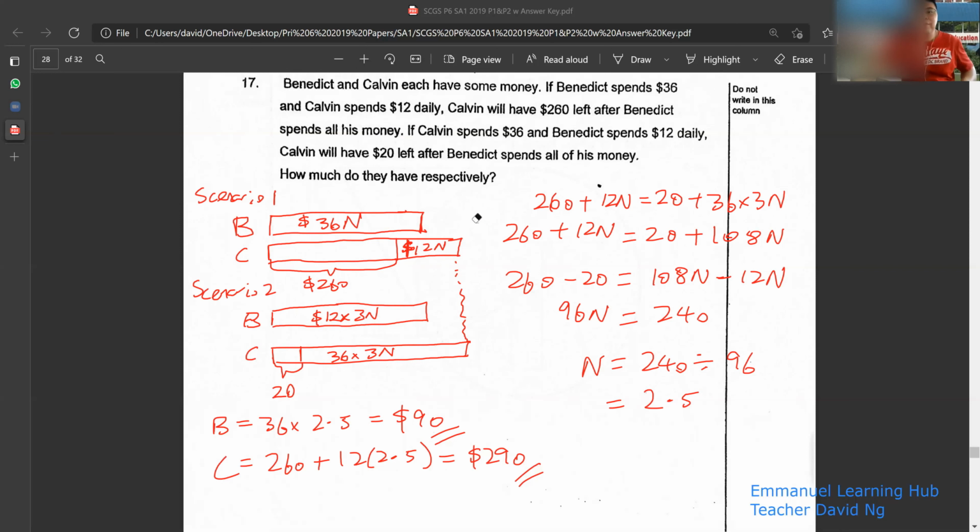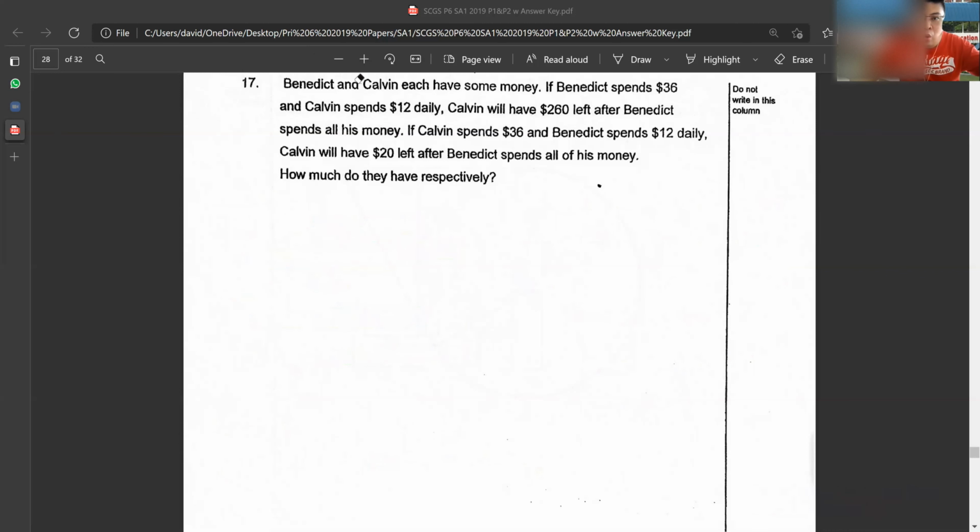Okay, understand. Any question? No question. If no question, you have to do your correction already. Okay, no question, I let you do your correction.